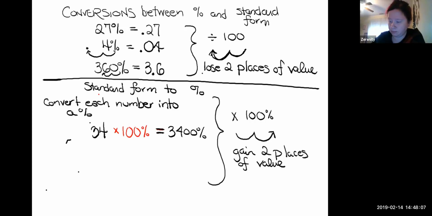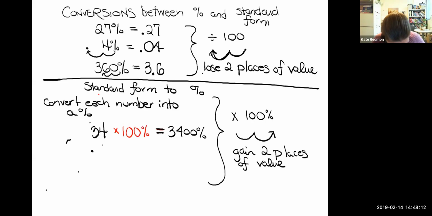Okay, let's try one a little smaller, like 0.6. Now, if I wanted to take, again, a plain old regular number, standard form, and convert it into a percent, the way to do that would be, again, to think about multiplying it by 100. Now, I don't have to do any side work to do this because I know what happens when I multiply by 100. I gain 2 decimal places worth of value.